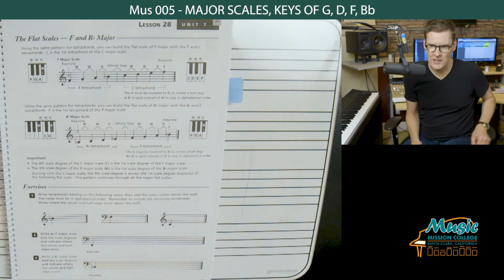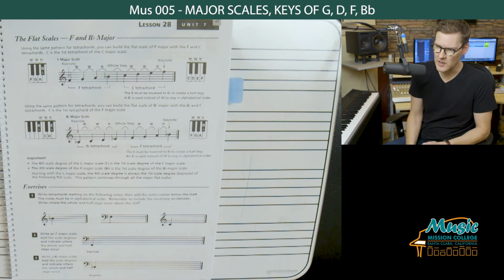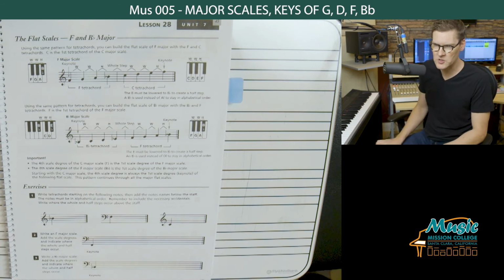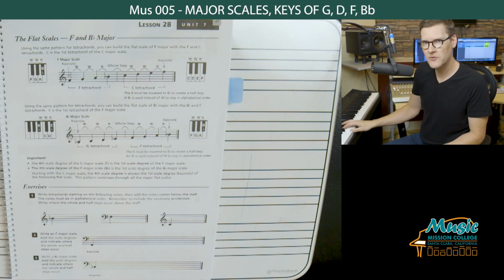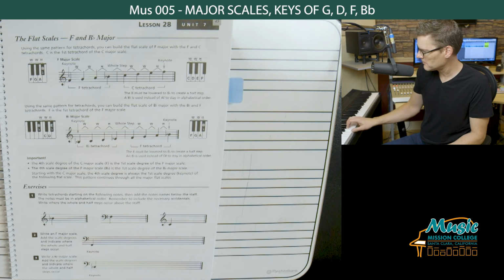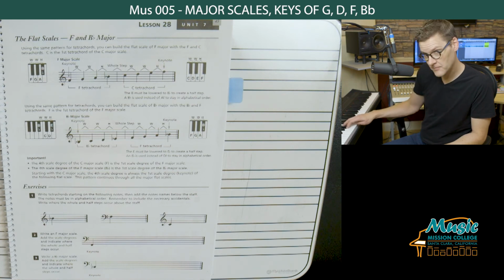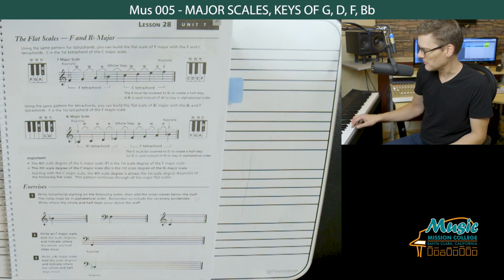Here it says the flat keys, F and B flat major. So they're doing the same thing we did with the sharp ones. We're starting with the two simplest ones. And F major, if you start here on an F and observe the whole, whole, half pattern, you notice that I play this note right here. F, G, A. B is too far, so we got to go B flat. So we've lowered B to B flat in order to make the pattern work. So that requires one flat, which is B flat. So we call it a flat key.